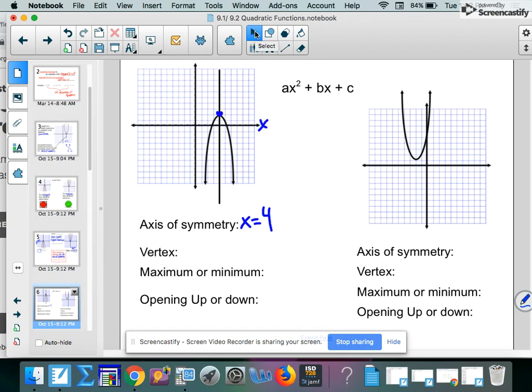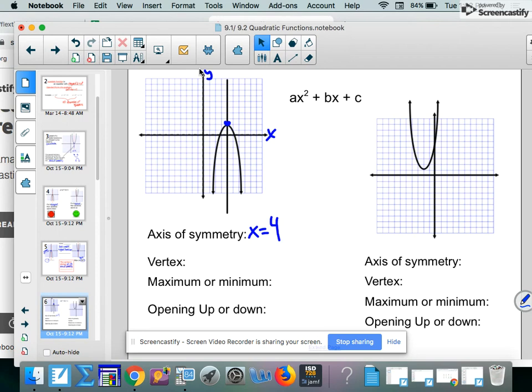Remember, that's x and that's y. So when you label that point, you go to the right 4, so x, and then up 2. So that's your vertex. It's the highest point, so it is a max. And it opens down. It's going down.